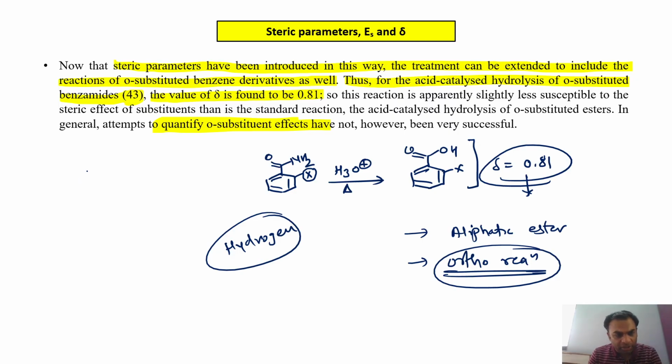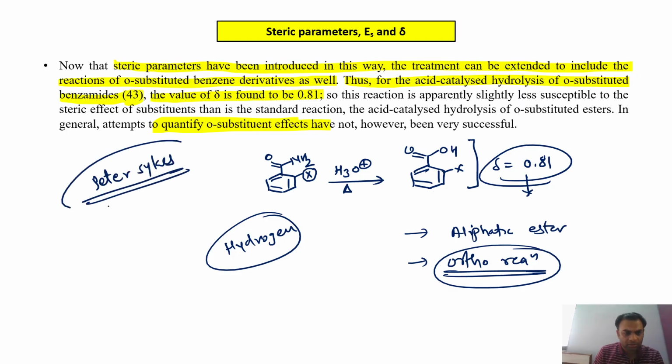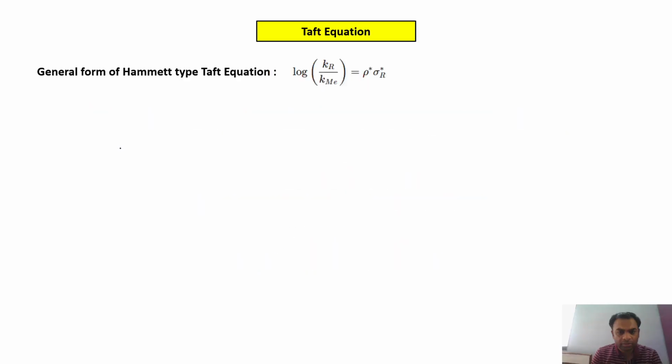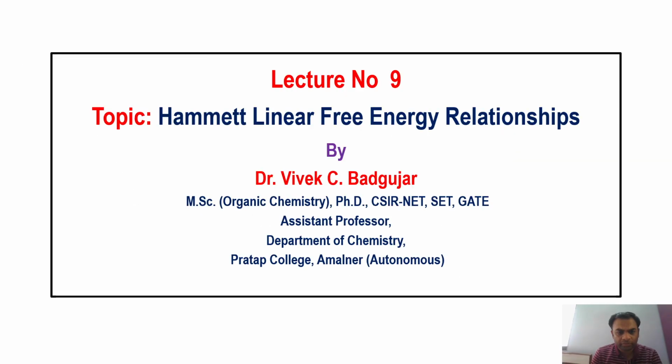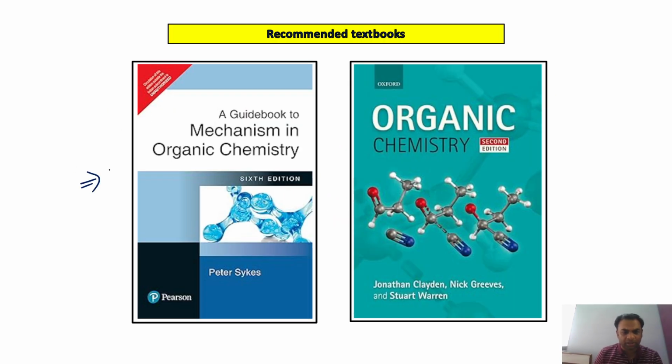The best reference book or textbook for this is by Peter Sykes. These are the two textbooks you can use to prepare this chapter: A Guidebook to Mechanism in Organic Chemistry, written by Peter Sykes, and Organic Chemistry by Jonathan Clayden and others, well-known books for organic chemistry students. Okay, thank you.